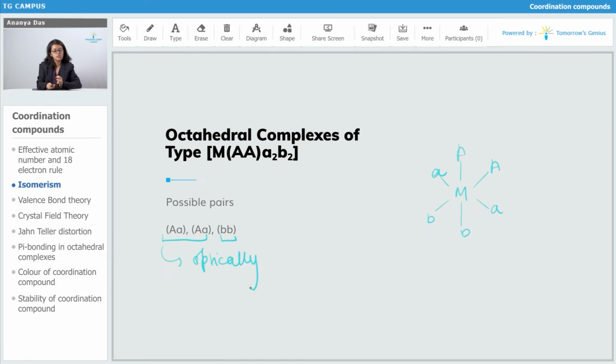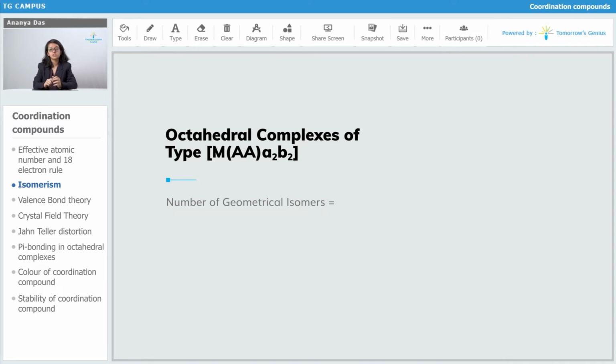So till now we got 3 possible pairs, and out of these 3 possible pairs, 2 were optically inactive whereas 1 was optically active. So now let's go on to the calculations and see what will be the number of geometrical isomers, stereoisomers, optical isomers, and enantiomeric pairs. Number of geometrical isomers is equal to the number of possible pairs, so that will be equal to 3. The number of optical isomers depends upon the number of the optically active pairs, and the optically active pair was 1, so the number of optical isomers is going to be 2. Again this is 3, this is 2.